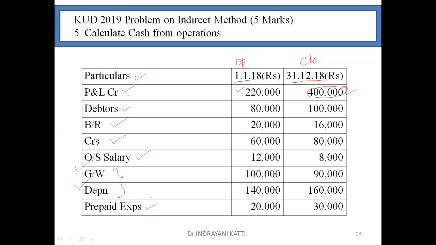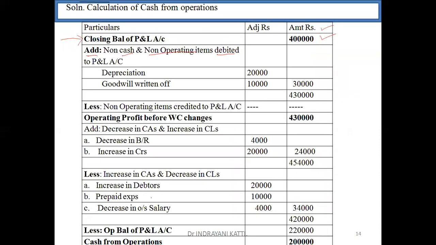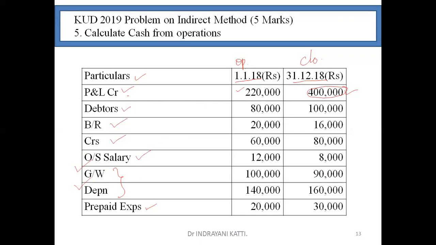Apart from the current assets and current liabilities in the problem, non-cash items are also given which are debited to the P&L account. That's why we are taking the depreciation as the first item. Depreciation is rupees 20,000 and goodwill written off is rupees 10,000. Let's look at how much is given. Depreciation, 1,40,000 is given in the problem for the first year: opening is 1,40,000 and closing is 1,60,000. The difference is rupees 20,000. So this we are taking for the calculation.